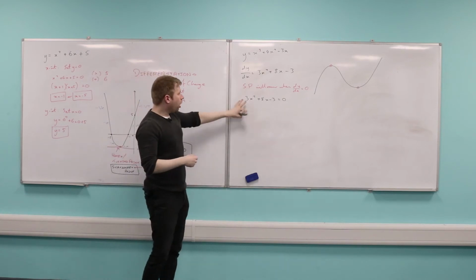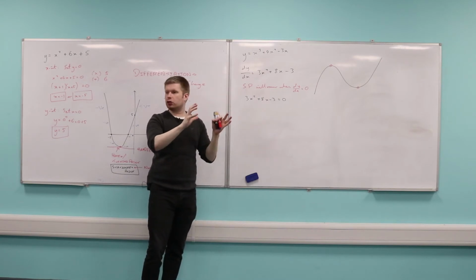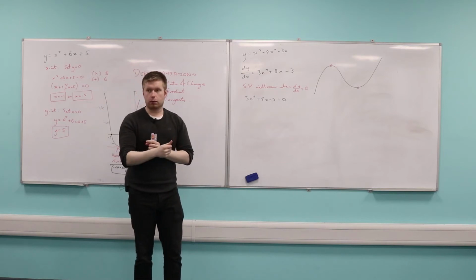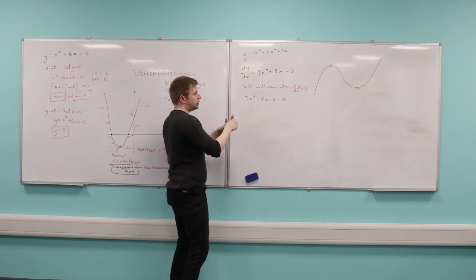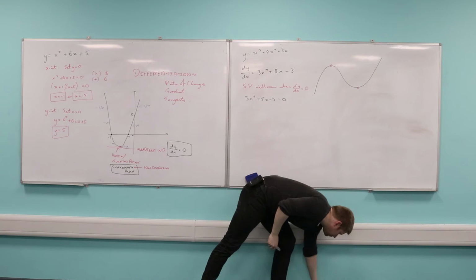I would usually spend about 20 seconds looking at it. If you can't work out whether it factorises or not, particularly for non-monics, just go for the quadratic formula because it will always work. It just takes a bit more time. So let's see if we could factorise this. Come on then. How do we factorise non-monic quadratics?